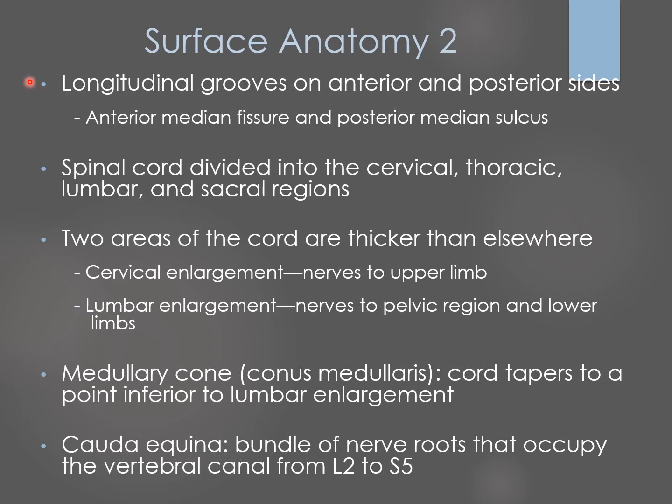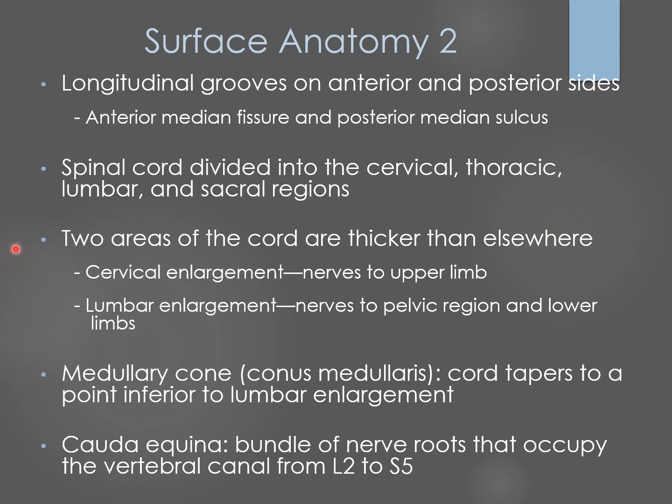We have as well longitudinal grooves. They're both anterior and posterior. Anterior and posterior we would also call ventral and dorsal. The anterior ventral median fissure is a groove. It's called a fissure because it's a relatively deep groove. The posterior or dorsal median sulcus is a groove, but not nearly as deep. Your spinal cord is going to be divided into, here are the sections, the cervical, thoracic, lumbar, and sacral.